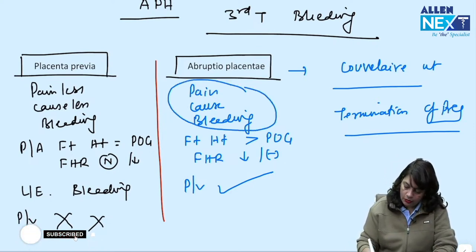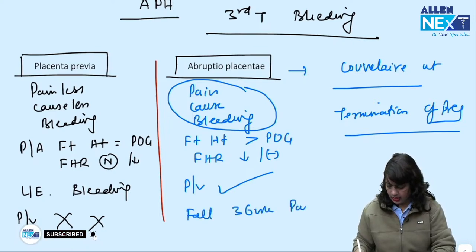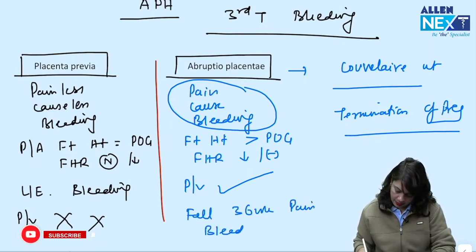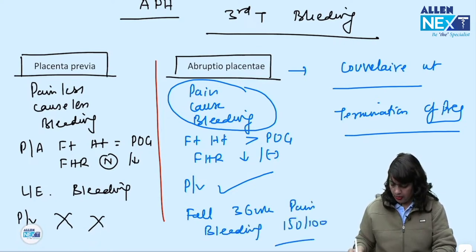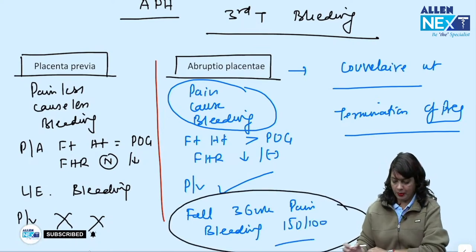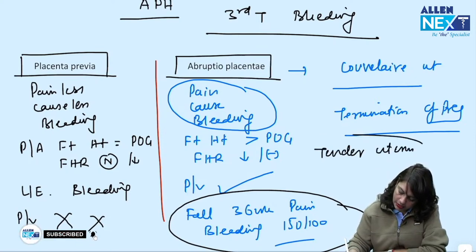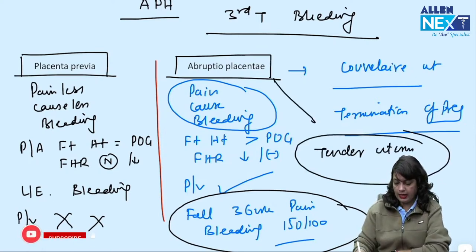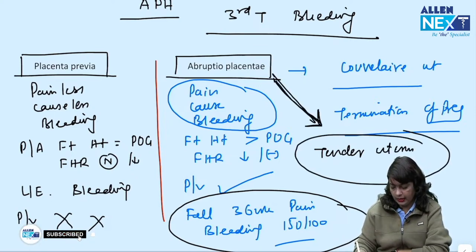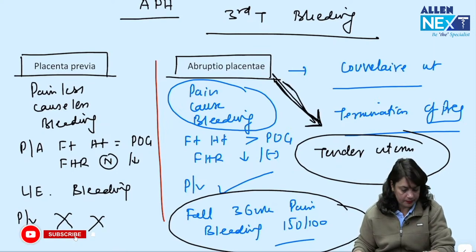So usually in the questions the history is given, like a pregnant lady, there is history of fall, she is 36 weeks, there is pain, there is bleeding, and BP is 150 by 100. So remember, PIH is a very important cause of abruptio placentae, and there is tender uterus written in the question. So that is abruptio placentae, tender uterus written, and that is abruptio placentae.